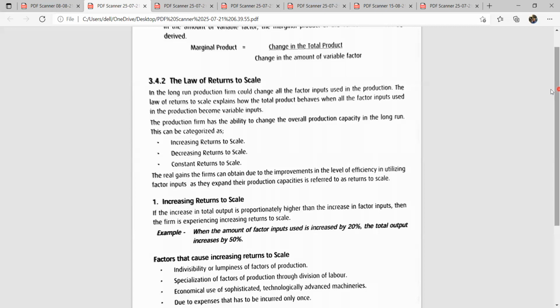In constant return to scale, both inputs and outputs change the same. The percentage increase in inputs is equivalent to the percentage increase in output. This is how we realize the law of return to scale.